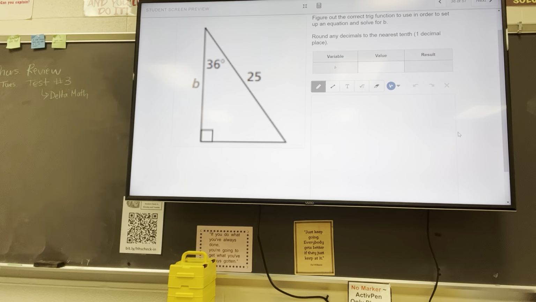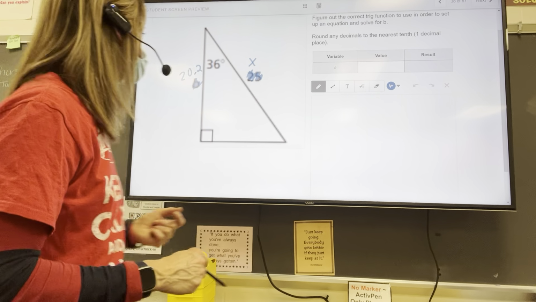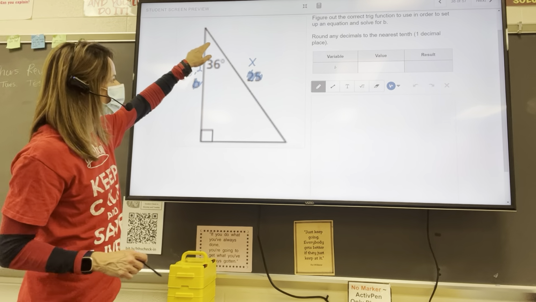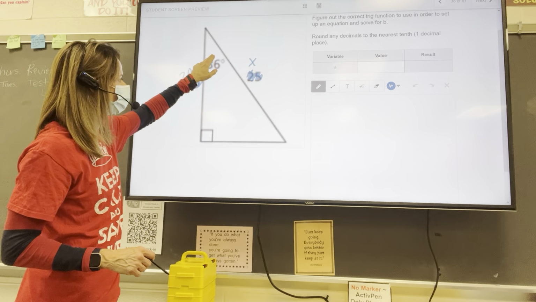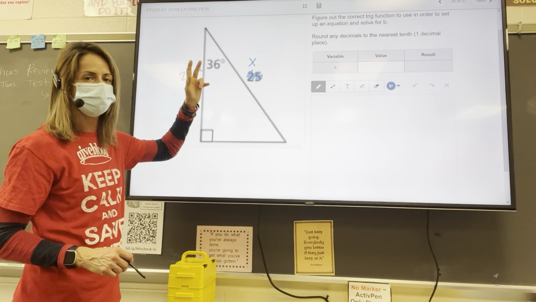I am going to switch this problem around. Okay? So I'm going to erase this 25 and make it an x. And I'm going to make this b a 20.2. You'll see why in a minute. I realized this last class. This is the other type of problem you'll get. So referencing this 36 degrees, we are given this is the adjacent side and that's the hypotenuse. So I'm going to go ahead and set this up.